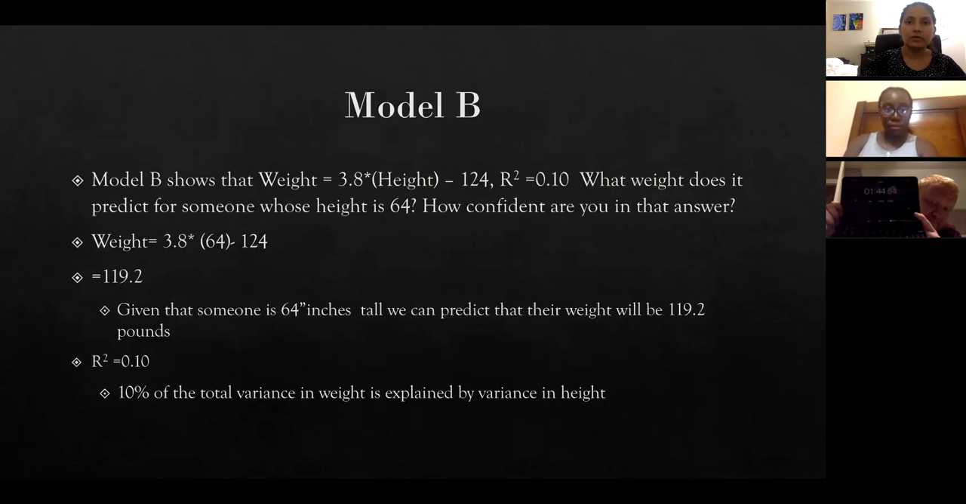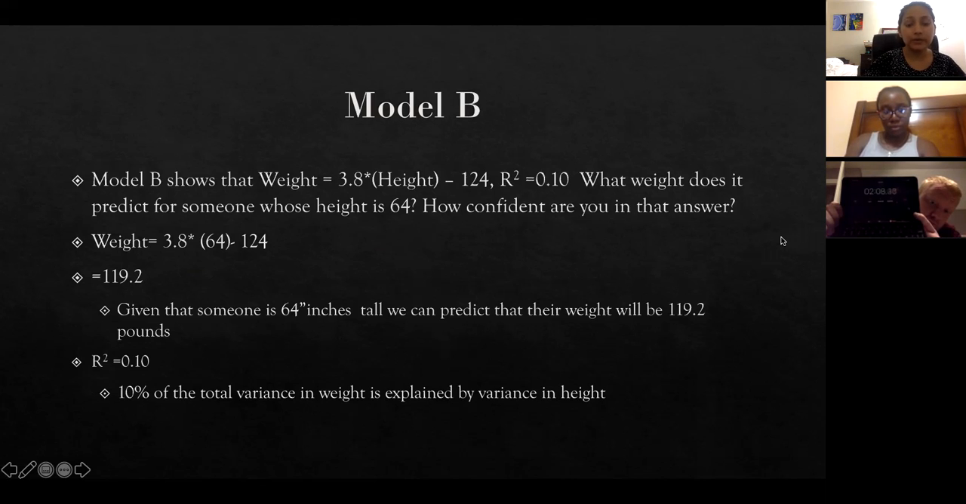So now in model B, we are dealing with the same equation, which is 3.8 times 64 minus 124, with R squared being 0.10. We get our answer to be the same, which is 119.2. And again, we're using 64 inches, and 119.2 would be in units of pounds here.